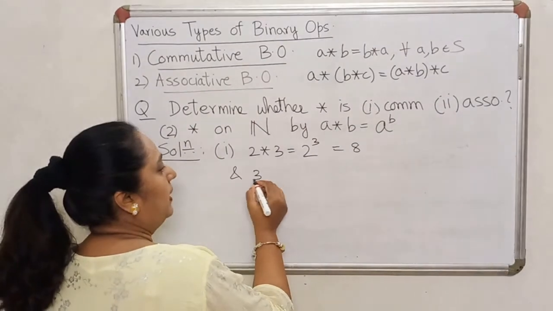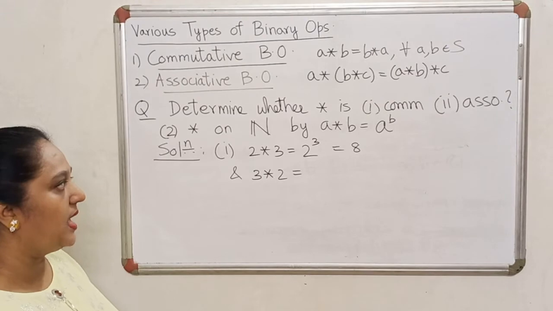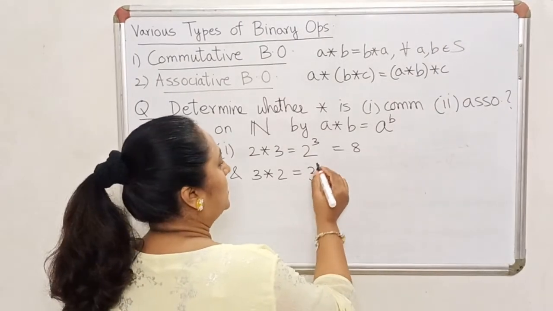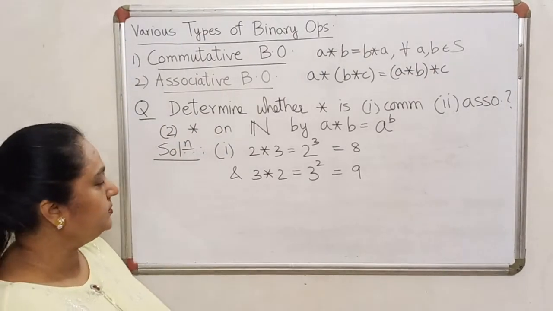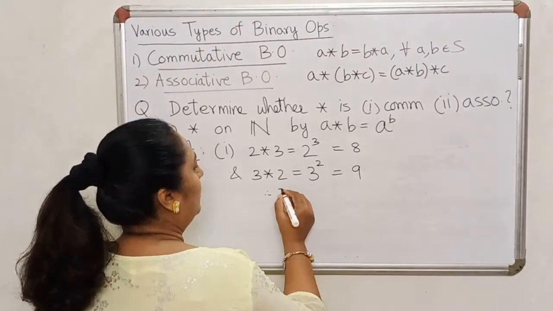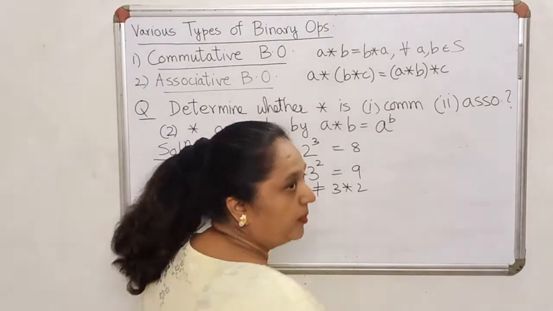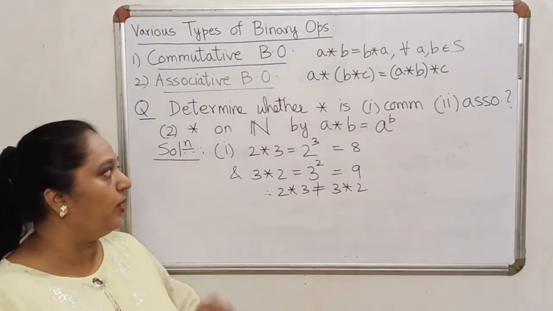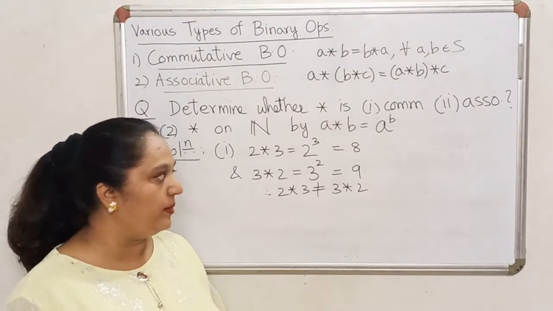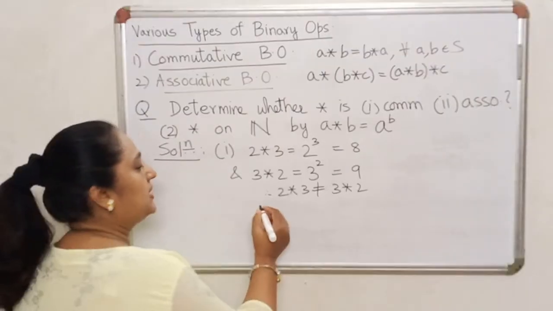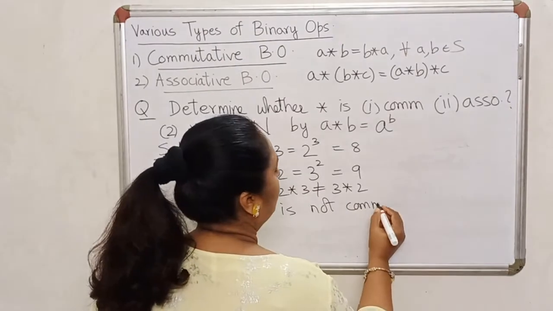On the other hand, if I look at 3 star 2, this is going to be 3 squared, which is 9. And therefore 2 star 3 is not the same as 3 star 2. Remember, if I just manage to get one pair for which this property is not working, that means star is not commutative on the given set.